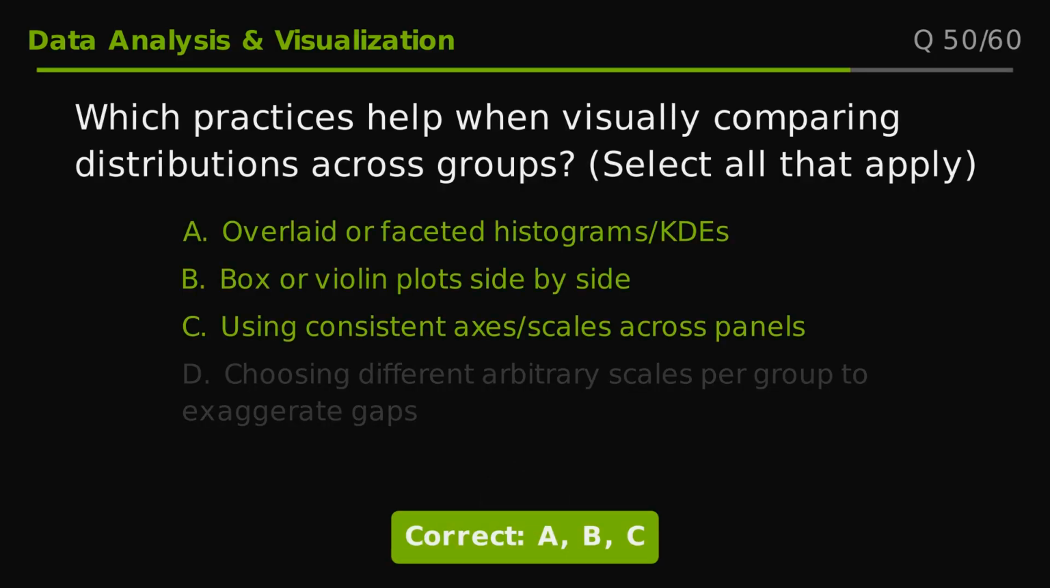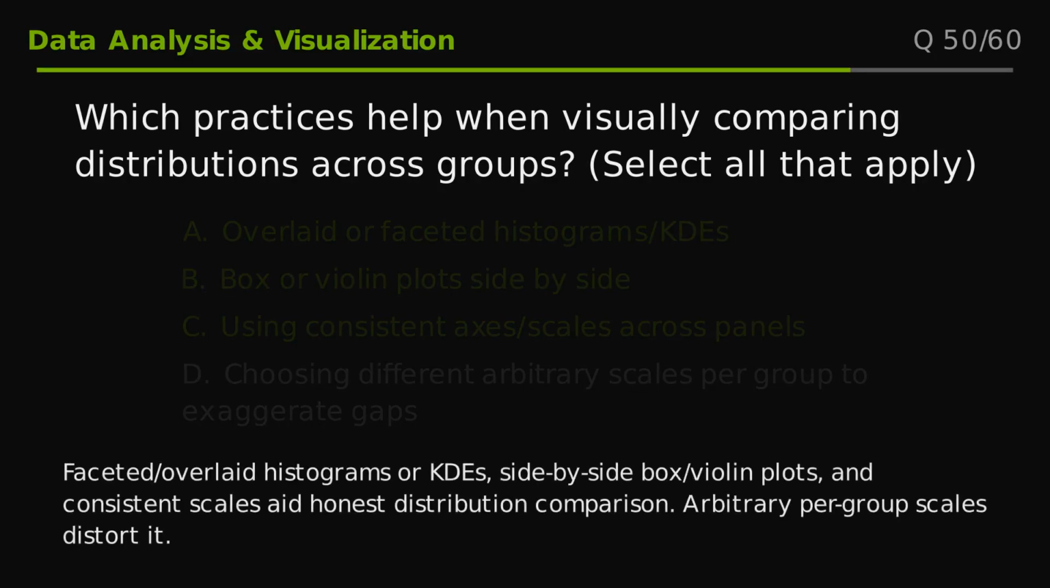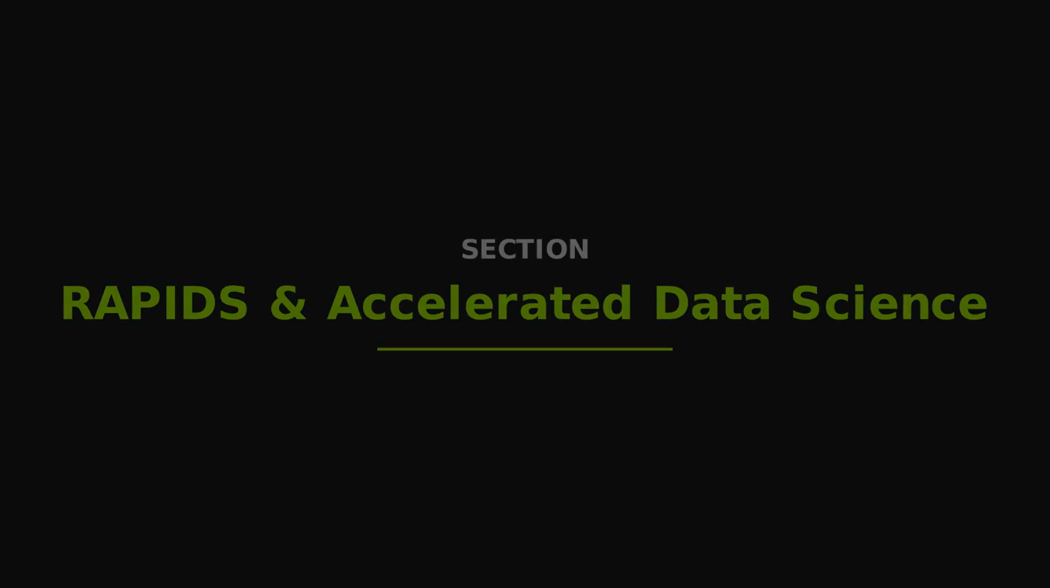The correct answers are B and D. Faceted or overlaid histograms or KDEs, side-by-side box or violin plots, and consistent scales aid honest distribution comparison. Arbitrary per-group scales distort. Next section, AI VM and accelerated data machines.